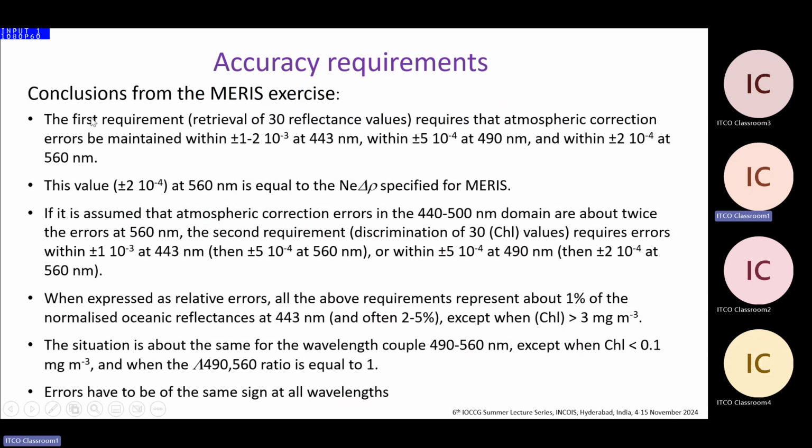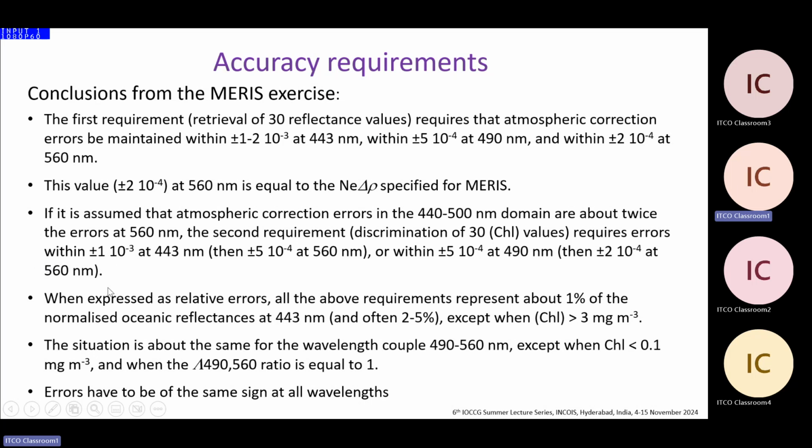Anyway, the conclusion of that exercise at that time is that the first requirement, so retrieval of reflectance values, requires that atmospheric correction errors be maintained within plus or minus 1.2 times 10 to the power minus 3 at 443 nanometer, within plus or minus 5.10 times 10 to the power minus 4 at 490, and so on. And that's what I just said, that this value here at 560 is nearly equal to the noise equivalent reflectance specified for MERIS.